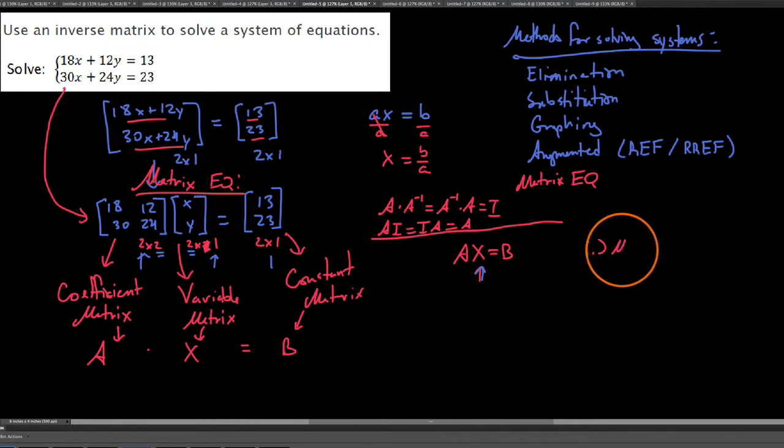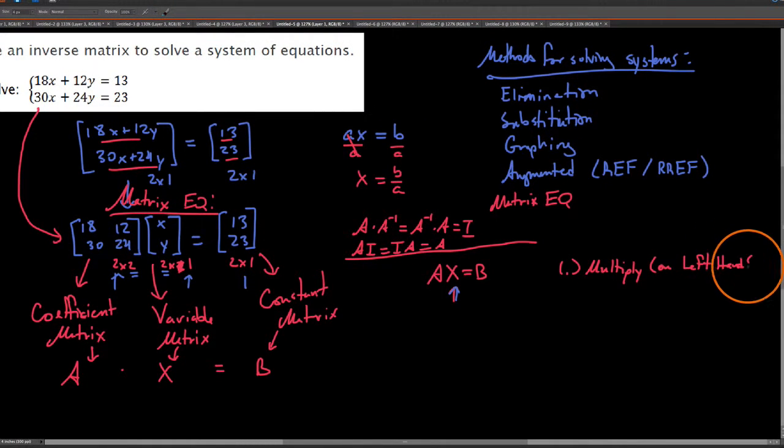What we're going to do is multiply on the left-hand side by A inverse. So we'd say AX equals B. We're going to multiply on the left side by A inverse. So on the left-hand side, A inverse times A times X is equal to, now we have to multiply by A inverse on the left-hand side over here as well. Remember, it does matter what order you multiply matrices in. So we're going to multiply on the left-hand side of both of these expressions.